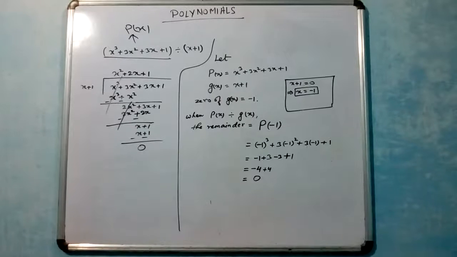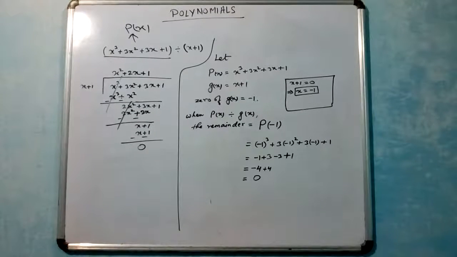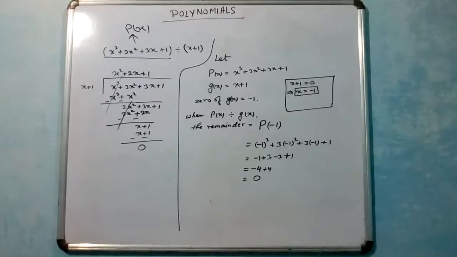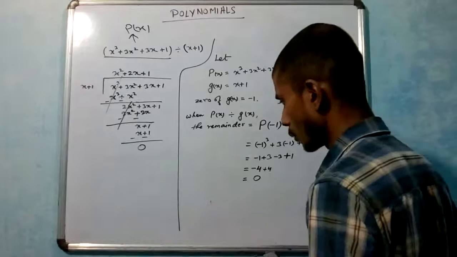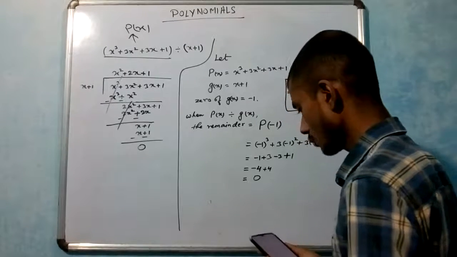Now see the exercise 2.3 we have. In that we are seeing the first sum. Find the remainder when this Px is divided by. Do you have your book right now with you?